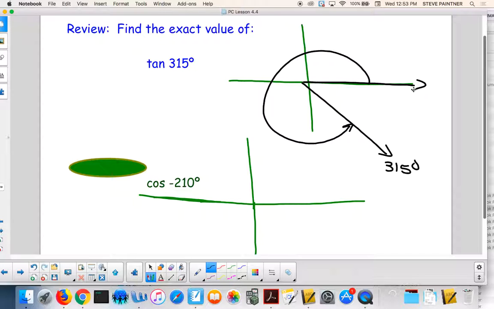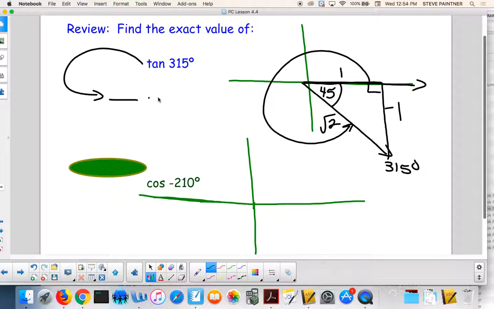So when you drew a 315, it led you to believe the reference angle's what? 45, good. And you said, well, where's my triangle? It's right here. So you got 45, 45, so that means the legs are 1 and negative 1. Which leg is negative? The y is negative, okay? All right. You want tangent. Tangent is y over x, which is negative 1 over 1, which is negative 1. Good.